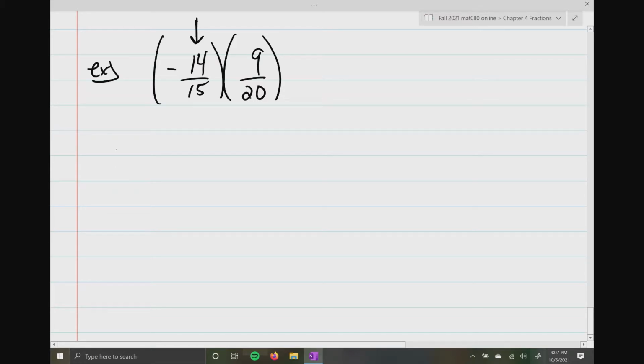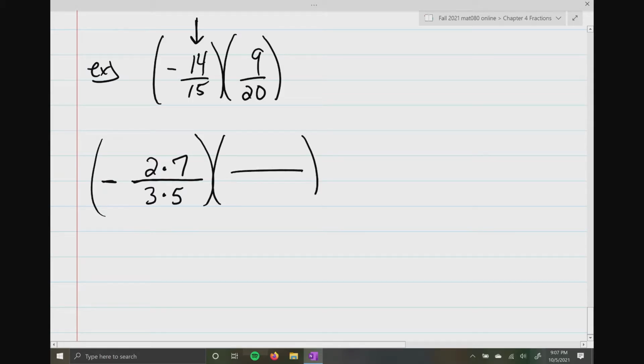So what I'm going to do is put a negative sign and then my fraction bar. Put a big set of parentheses. 14 is 2 times 7. And 15 is 3 times 5. Okay? Now, second fraction, big set of parentheses. The 9 is really 3 times 3. And that 20, I'm going to have to write that one down. I can't do that one in my head. So 20 is going to be 4 times 5. 5 is prime. And then 4 we can break down into 2 times 2. So that 20 turns out to be 2 times 2 times 5.